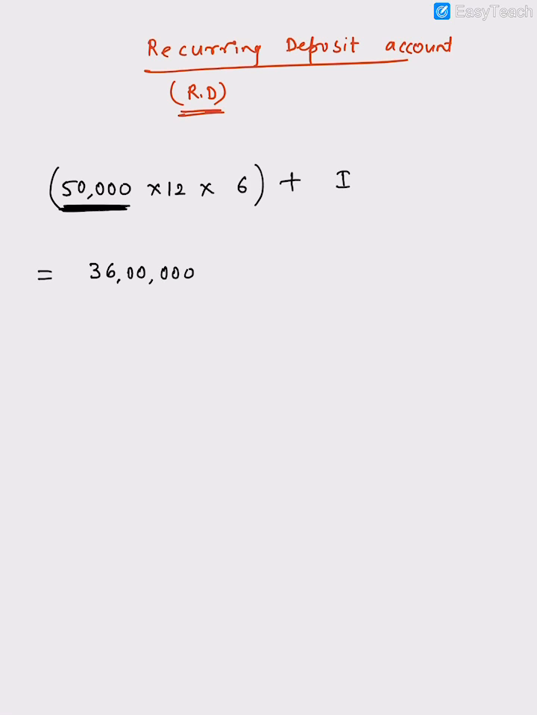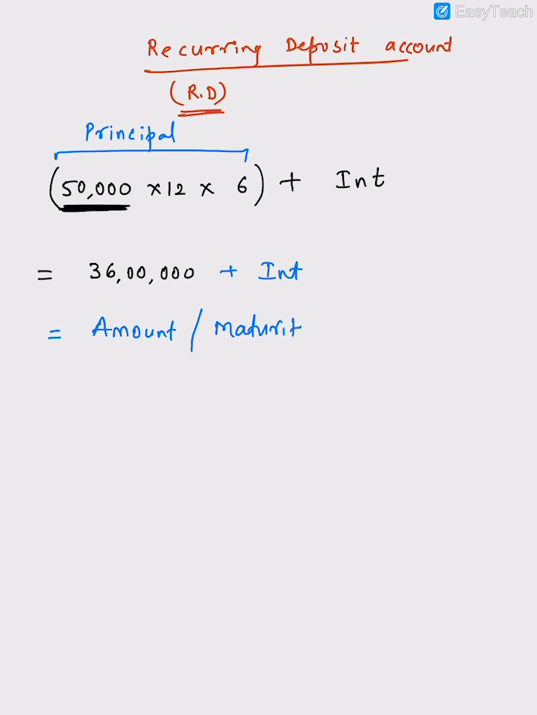But when you invest this money in a bank, the bank is also going to pay you what? Interest. If you realize, all of this together, I'll repeat once again, is your principal. That is, 36 lakh rupees is your principal. On that, you will be paid interest. And when you add up this principal and interest, what will you get? The amount. This is called the amount, or it is also called the maturity value.